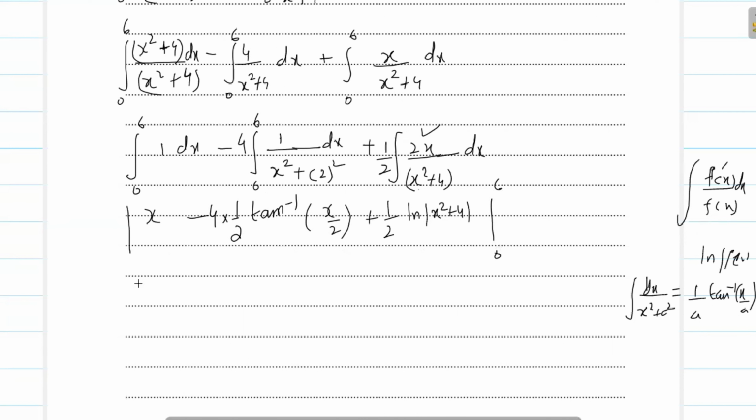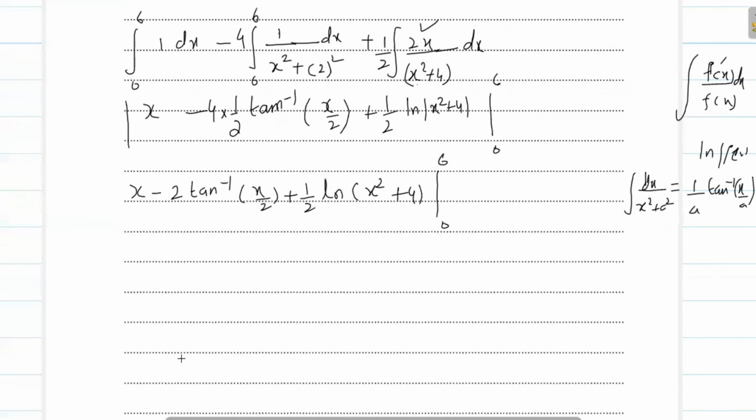Now we can write this as [x − 2 tan⁻¹(x/2) + 1/2 ln(x² + 4)] from 0 to 6. Firstly, we substitute the upper limit in this expression, where x is 6. We write 6 − 2 tan⁻¹(6/2), which is 3, plus 1/2 ln(6² + 4), where 6 squared is 36, plus 4 is 40.